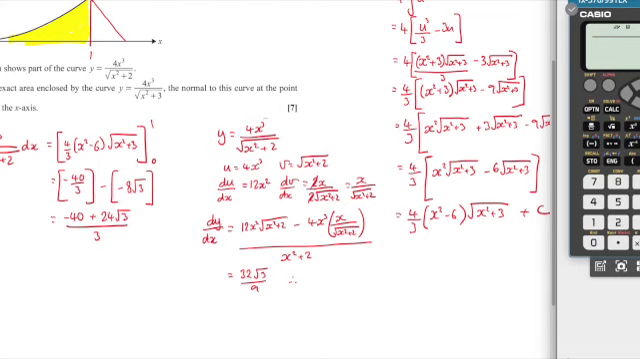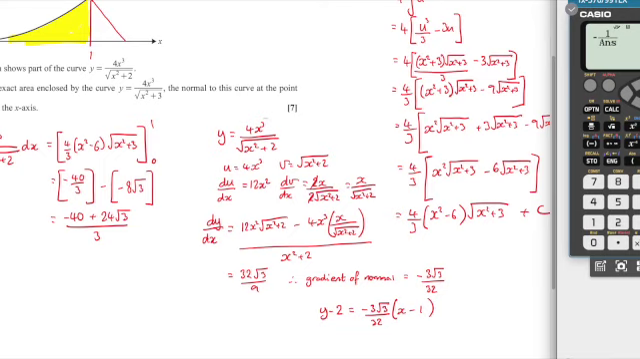So therefore, the gradient of the normal is minus 1 over that. So minus 1 divided by the answer is minus 3 root 3 over 32. So therefore the equation of the normal, so y minus, it goes through 2, so y minus 2 is minus 3 root 3 over 32 times x minus 1.